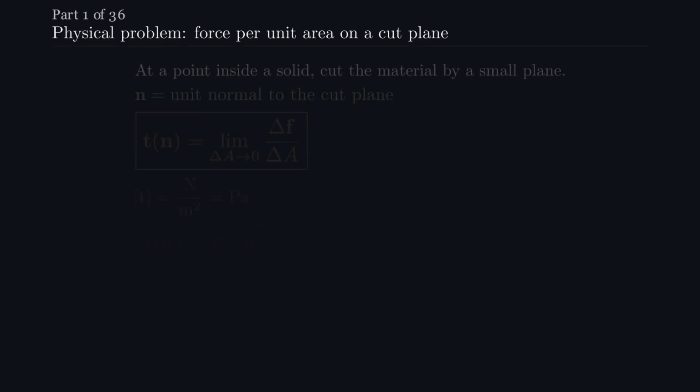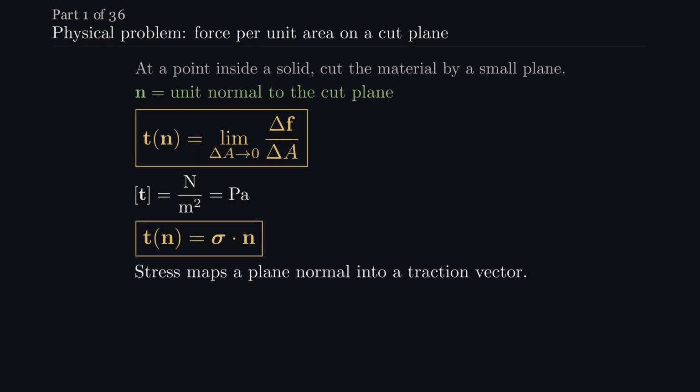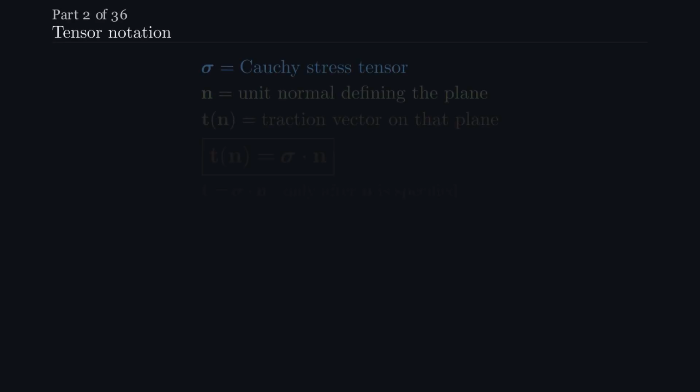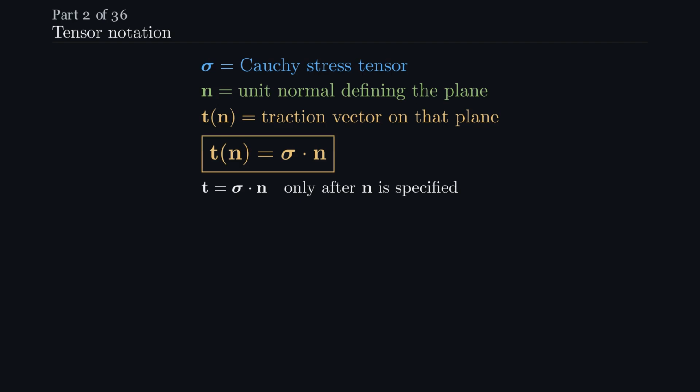At a point inside a solid, imagine cutting the material by a small plane. The traction vector is the limiting force per unit area acting on that plane. Its units are Pascal. The Cauchy stress tensor maps the plane normal into this traction vector. The precise notation is T of n because traction depends on which plane has been cut. Once the plane normal is specified, we often write simply T equals sigma dot n.